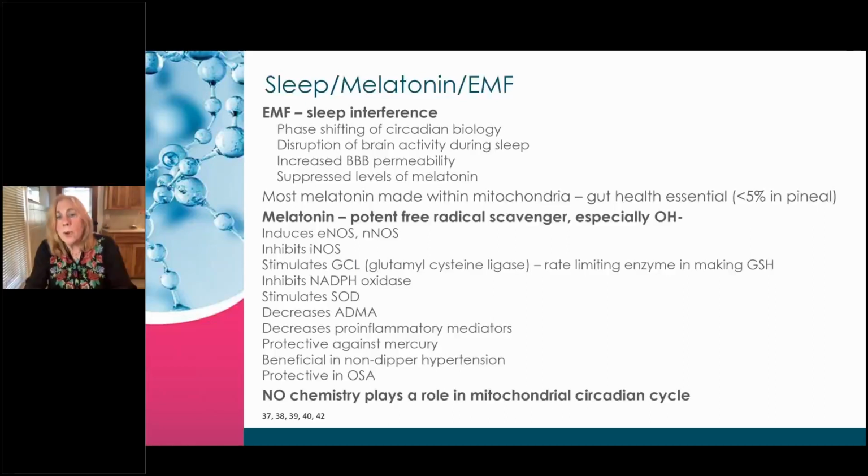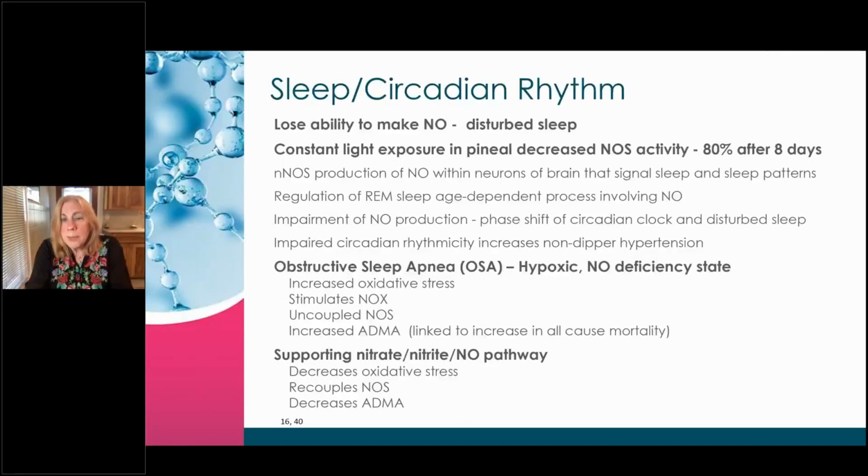So melatonin is a potent free radical scavenger, especially the hydroxyl radical. And I wrote all these things that melatonin does. You can read that later. But nitric oxide chemistry plays a role in that mitochondrial circadian cycle. So we lose the ability to make nitric oxide, we have disturbed sleep. In fact, one study showed constant light exposure to the pineal gland decreased the NOS activity 80% after 8 days.